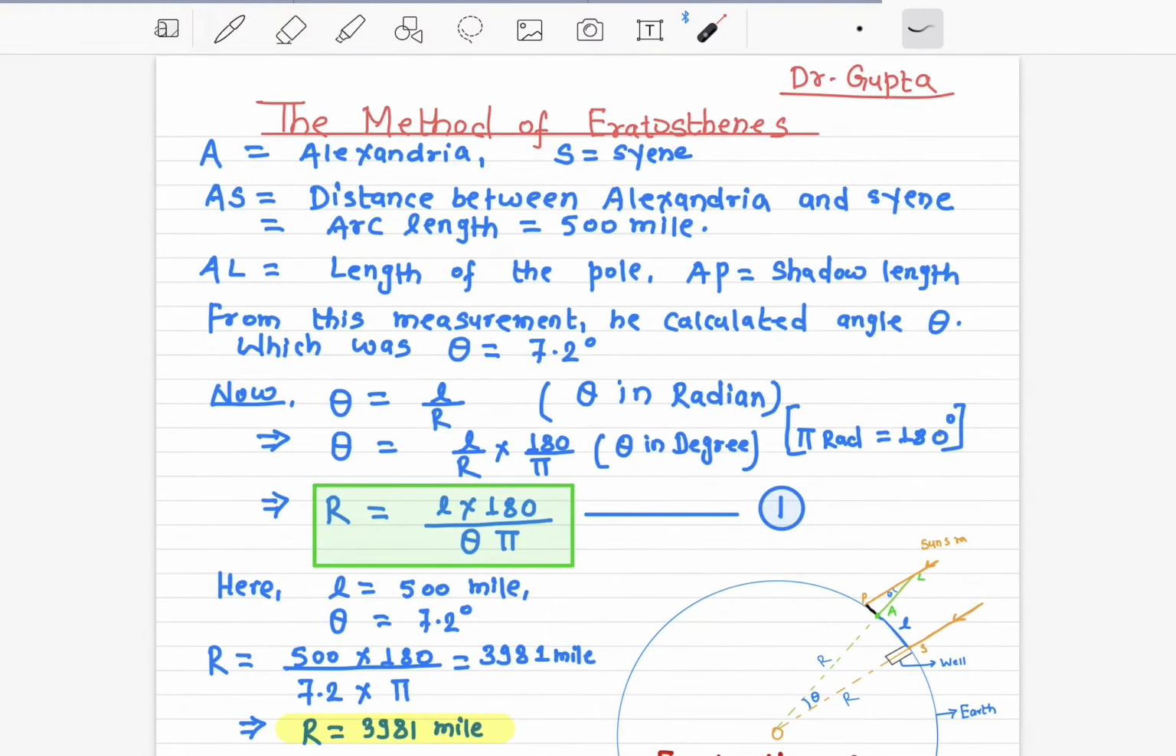Now we'll talk about how he used simple trigonometry, simple math, to calculate the Earth's radius or the diameter. Let's talk about that one.